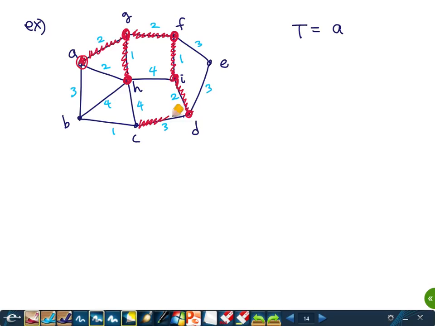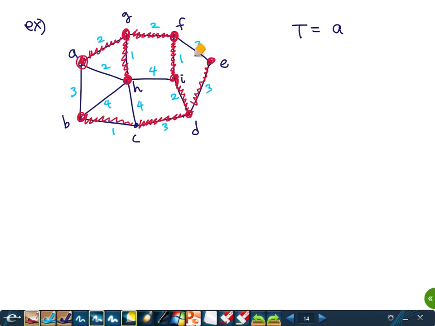And finally, now what? We have 1, 2, 3, 4, 5 possibilities, but this has the smallest weight, so we have to choose this. Right? Now we have this or this. Both have the same weight, 3, so you can choose either. Maybe this. This is a possible output.